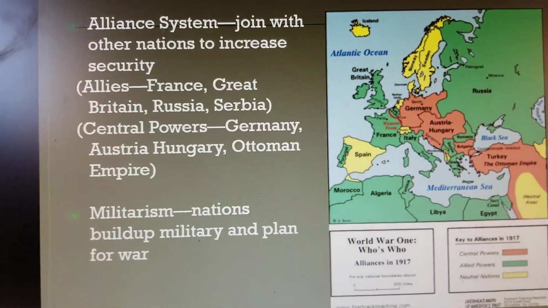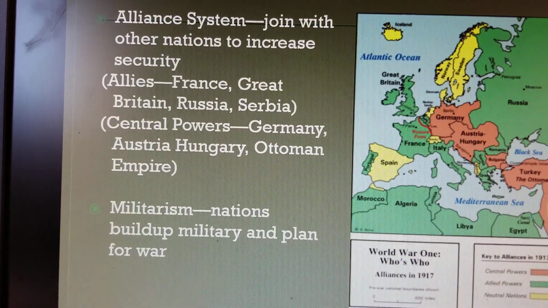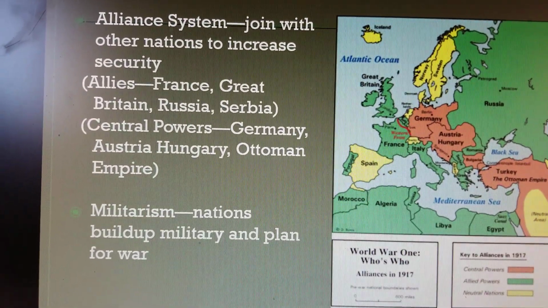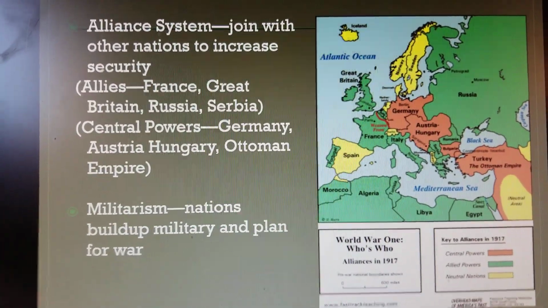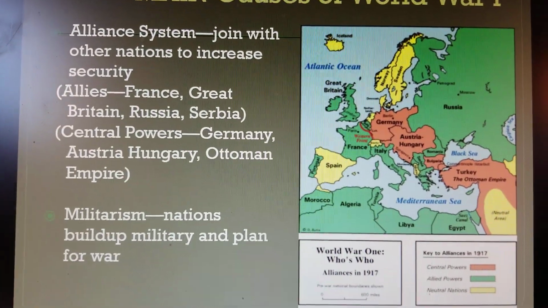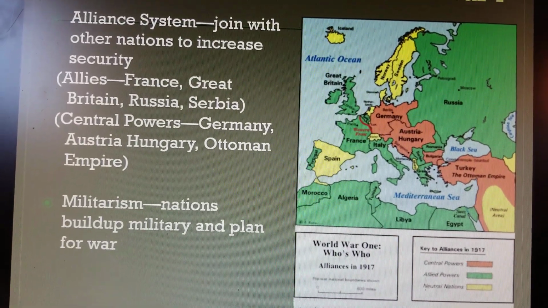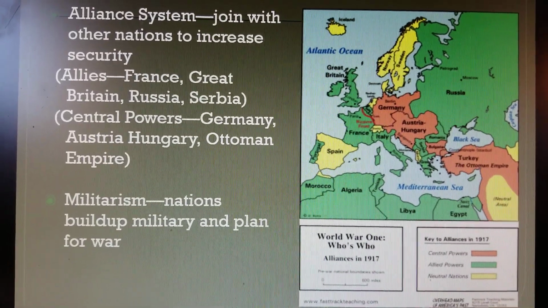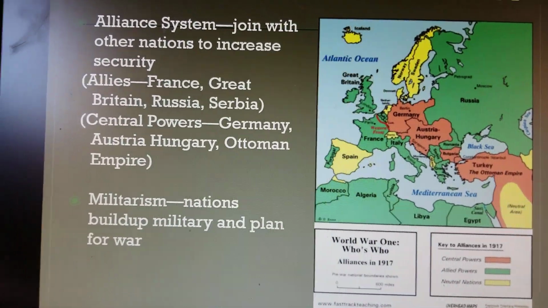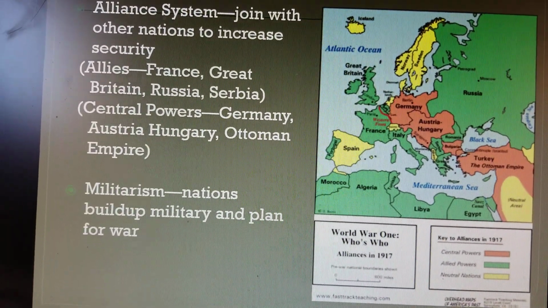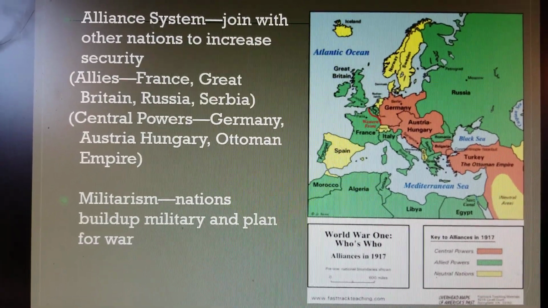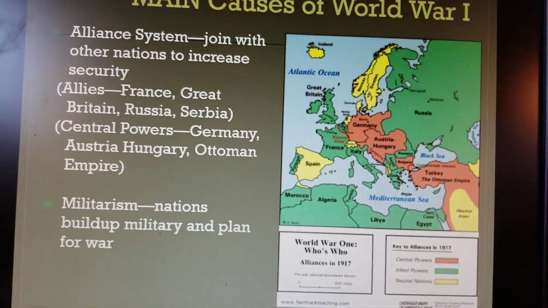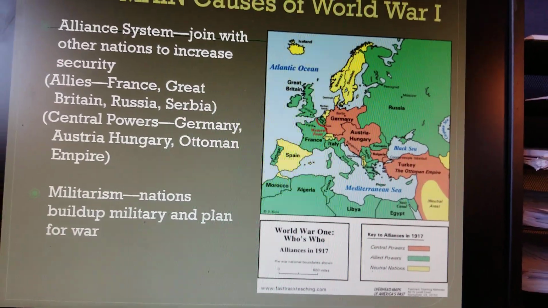Okay, another reason was militarism. Nations wanted to show how strong they were, and you remember we talked about how Theodore Roosevelt sent the U.S. Navy around the world, so we could show how powerful we were on the seas. Well, nations built up their military and planned for war. Many of the governments were military governments, and so all of the politicians wore military uniforms when they went to meetings, and it was very much like a time of showing how powerful they were, which caused tensions to grow.